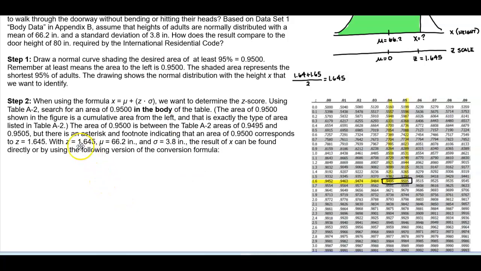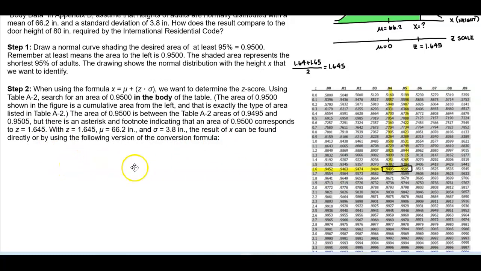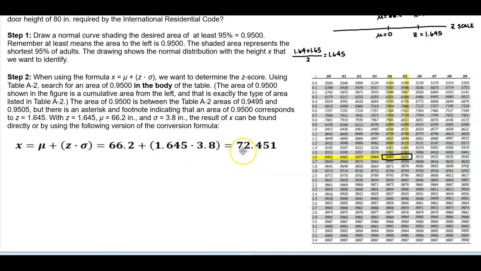So knowing the fact that we have the z-score now of 1.645, the mean of 66.2 inches, and the standard deviation of 3.8 inches, the result of x can be found directly or by using the following version of the conversion formula. So here we have x, which is equal to the mean, which is 66.2, plus the z-score that we just found of 1.645, times the standard deviation of 3.8. So we multiply these two together and then add 66.2, and we get a value of 72.451.